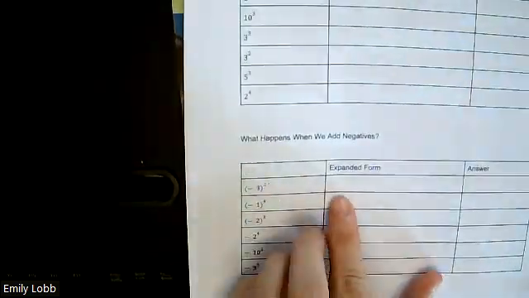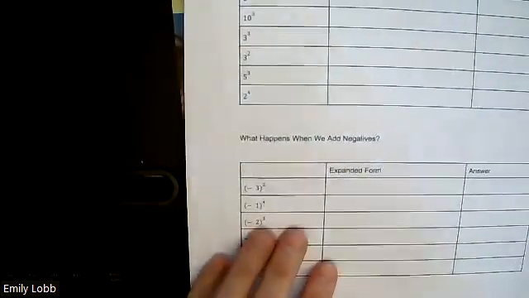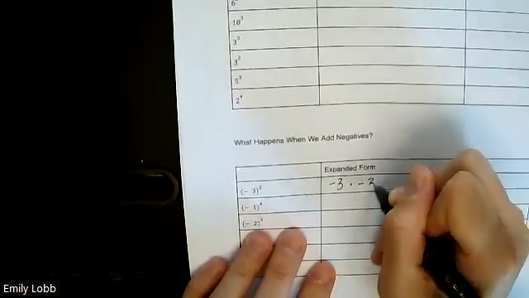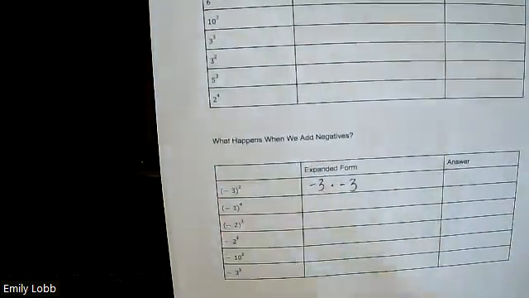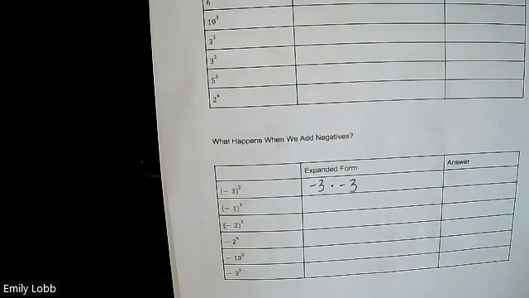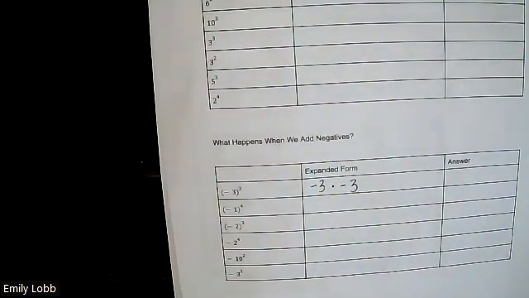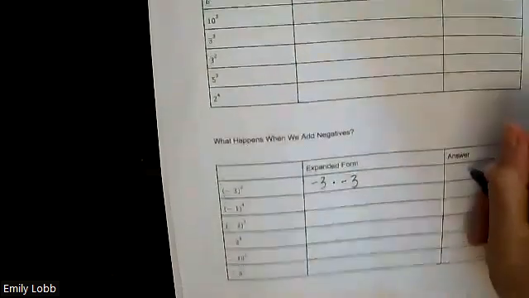Page 4. You can do this. You're going to write it in expanded form and then the answer. Then be careful here, right? -3 times -3 is what? What, Adriana? Quickly, hustle. This is not -9. When our signs are the same, our answer is positive.